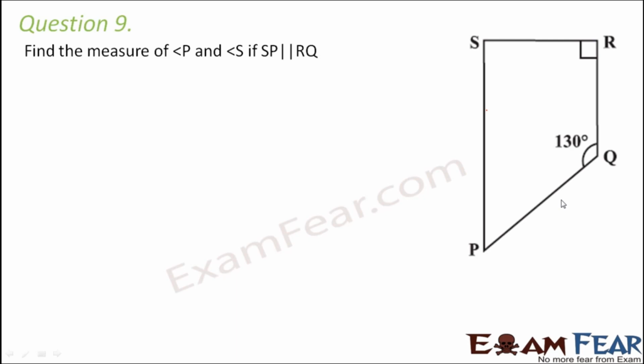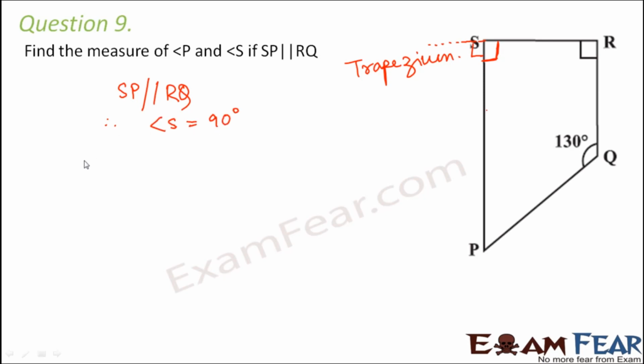So, can you tell me which type of quadrilateral this is? This is nothing but a trapezium, because one pair of sides is parallel. So, this is a trapezium. So here what do we see? This angle is given as 130, this angle is given as 90, and it is mentioned that SP is parallel to RQ. Now when these two are parallel, if this is 90, this would also be 90. So if this is also 90, this entire thing is 180, so this also has to be 90. Therefore angle S will also be equal to 90 degrees.